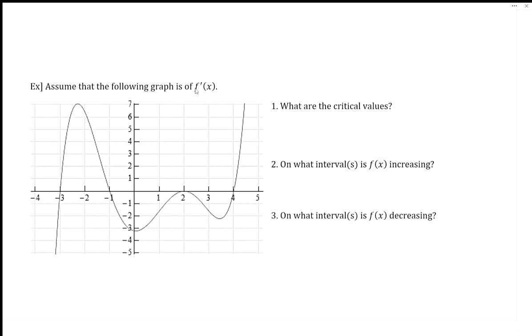Okay, so they say assume that the following graph is of f prime of x. We always want to make sure we catch that: not f of x, this is f prime of x that's graphed. And then they're asking, what are the critical values? Well, the critical values are where our function f of x has turning points.